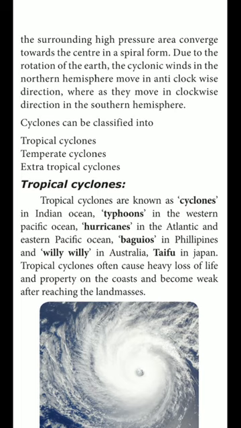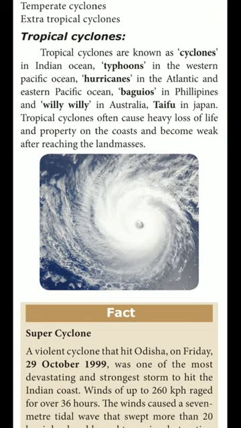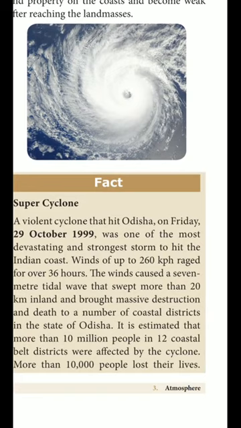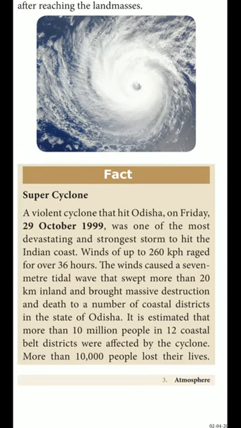So this tropical cyclone often causes heavy loss of life and property on the coast and becomes peak after reaching the landmass. Okay. So from this picture, what you can understand, this cyclone is like a coil of a snake, isn't it? Next, there is one fact in your book, listen, that is the super cyclone. So this super cyclone occurred in Odisha on Friday, 29th October 1999. This is one of the most dangerous, devastating and strongest storms to hit the Indian coast. So which is the strongest storm to hit the Indian Ocean?